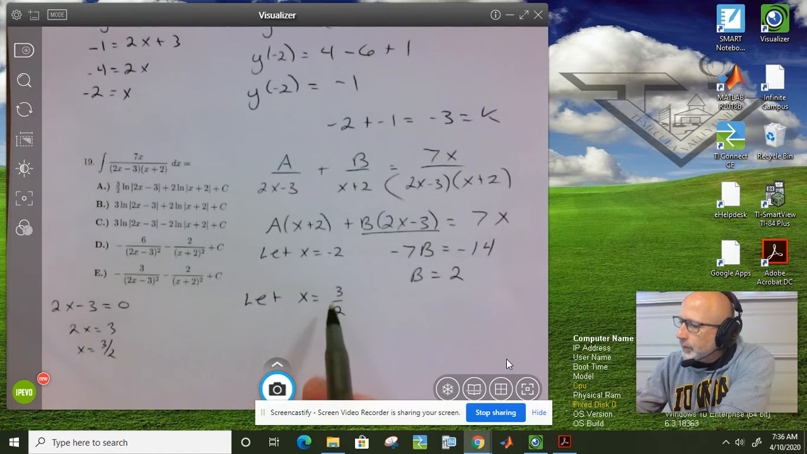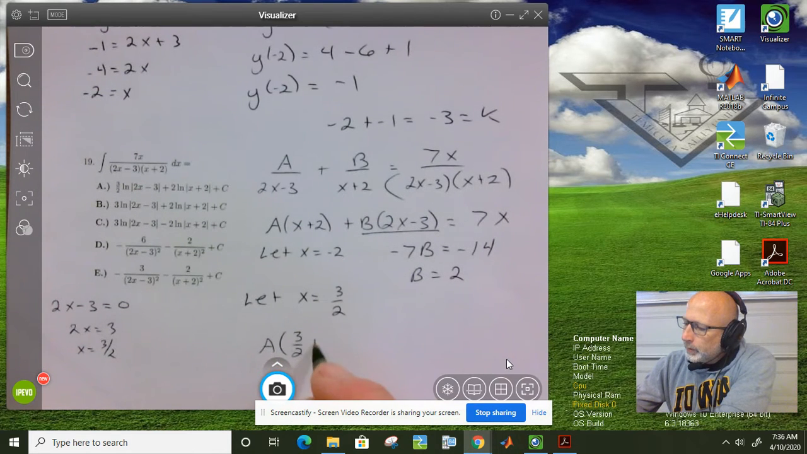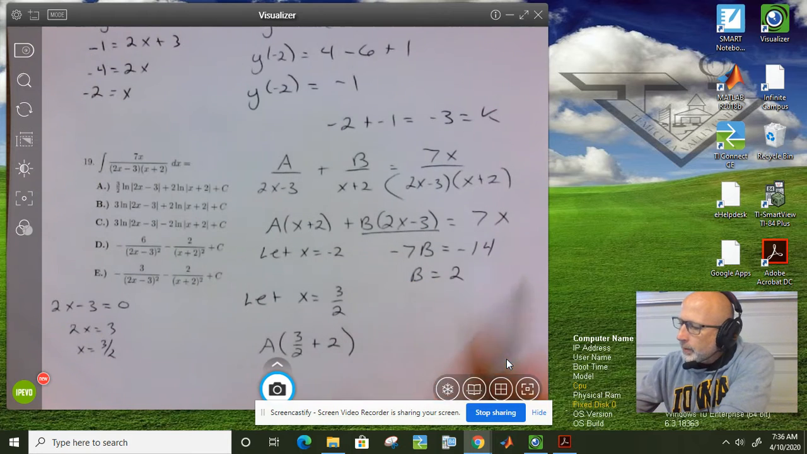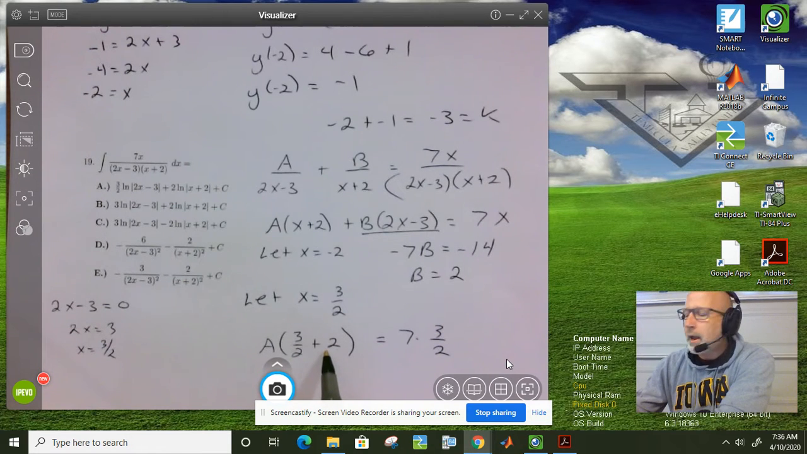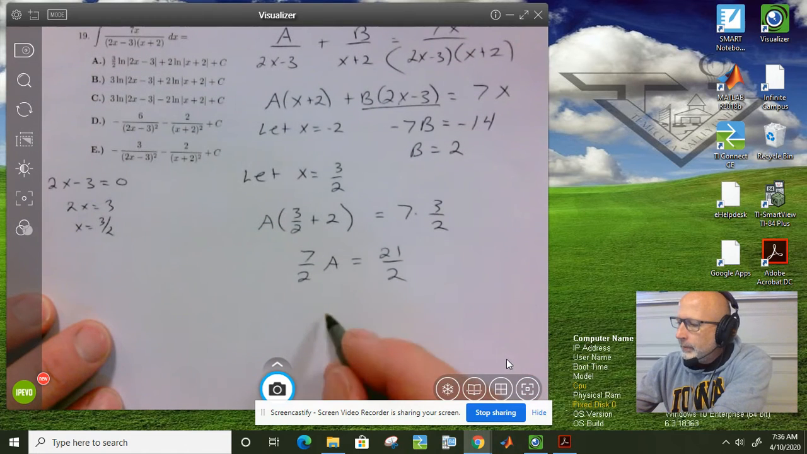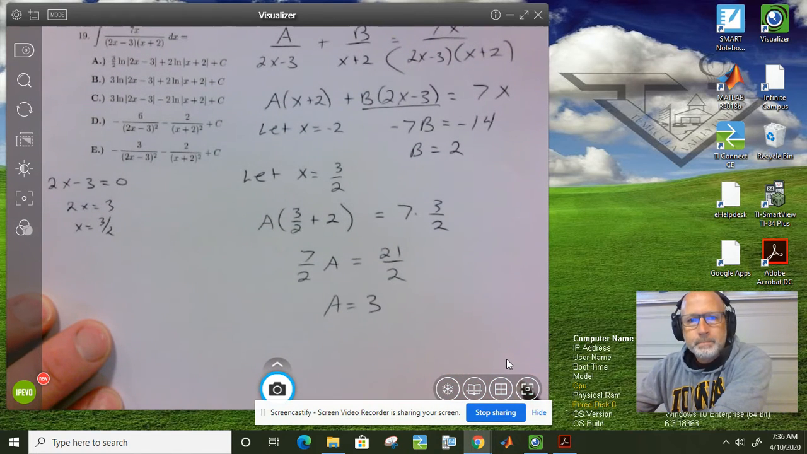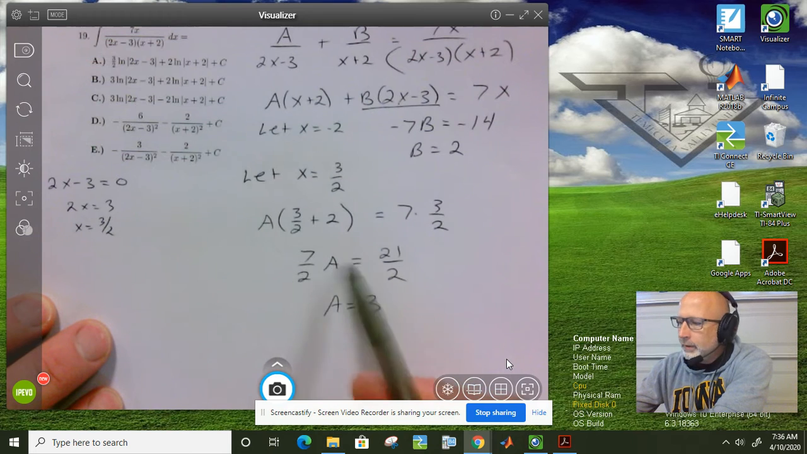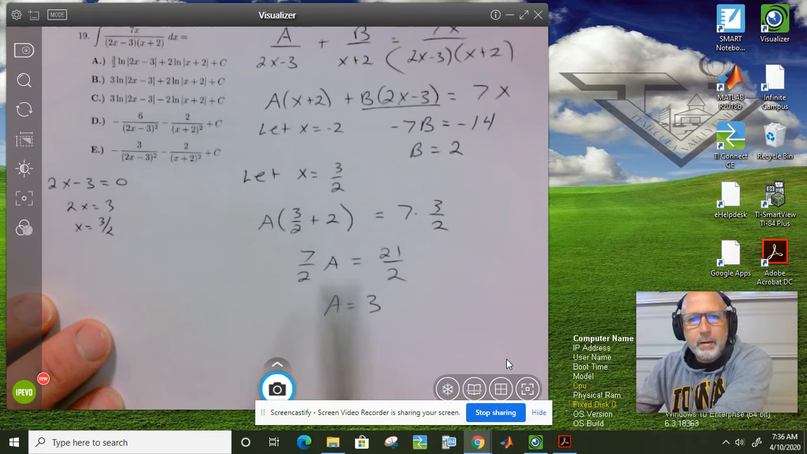Okay, so letting x equal 3 halves, I have a times 3 halves plus 2, and the other term is going to go away, is equal to 7 times 3 halves. 1.5 plus 2 is 3.5. 3.5 written as a fraction is 7 halves. So 7 halves a is equal to 21 halves. Hopefully from here, you can see that a has to be equal to 3. You can multiply both sides by 2 sevenths and you end up getting 3 here. But if you just inspect it, you know that a has to be equal to 3.